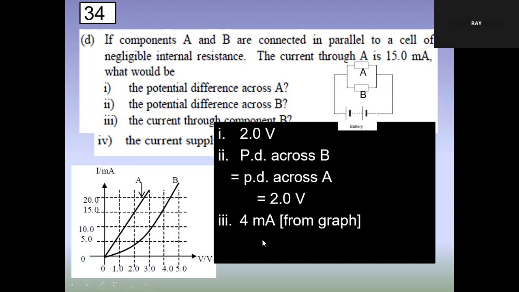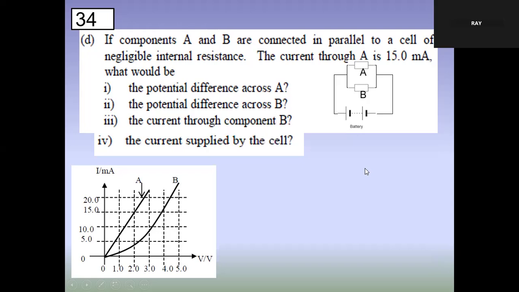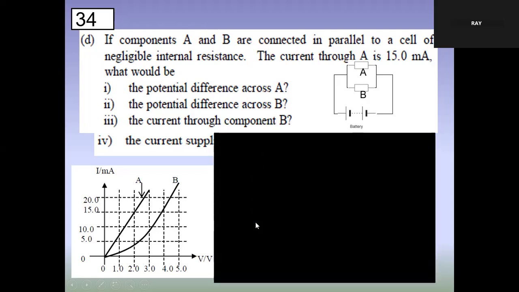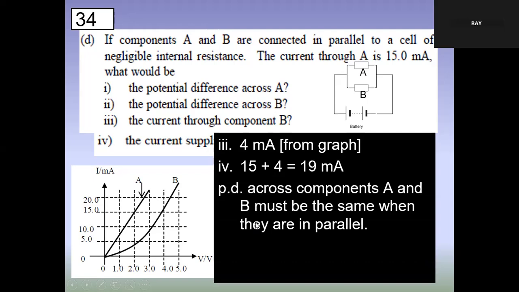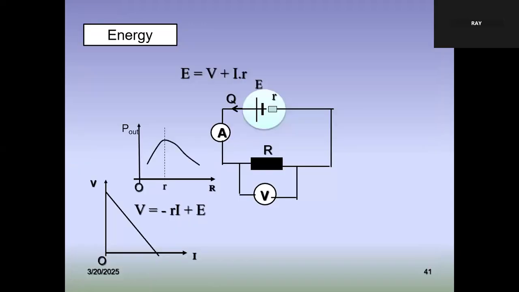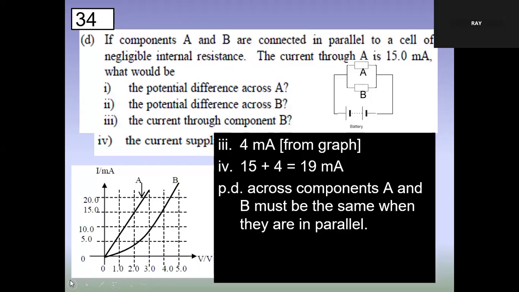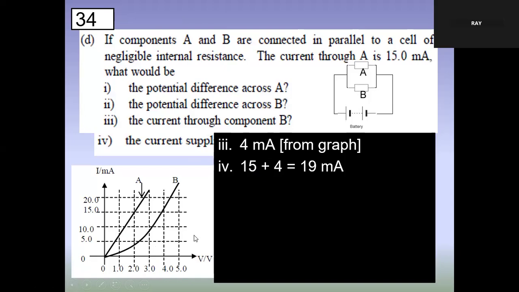Right? What is the current supply of the battery? Not the EMF, no. Now this is applying Kirchhoff's law, that's all. You know the current through A, you know the current through B. So Kirchhoff's current law, add the two together. Current through A plus current through B. Okay, now. So this one just summarizes what you need to know.